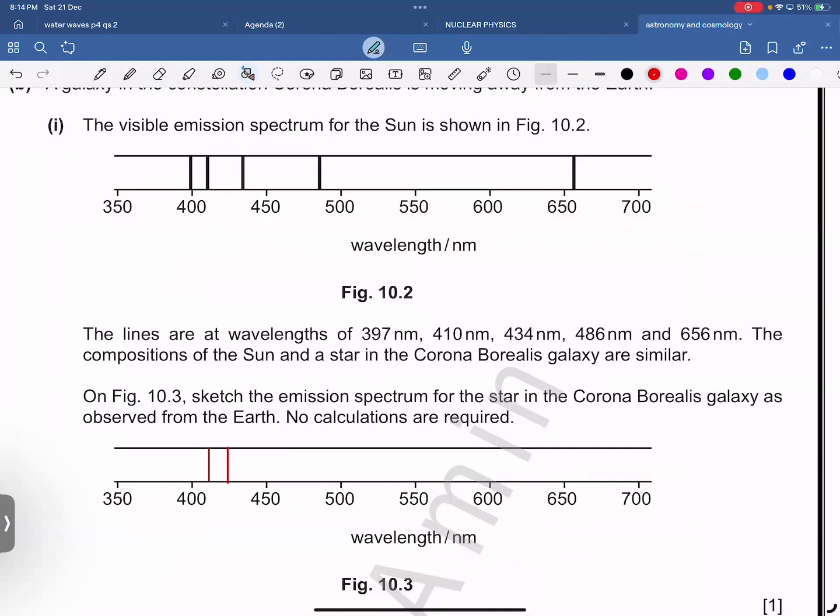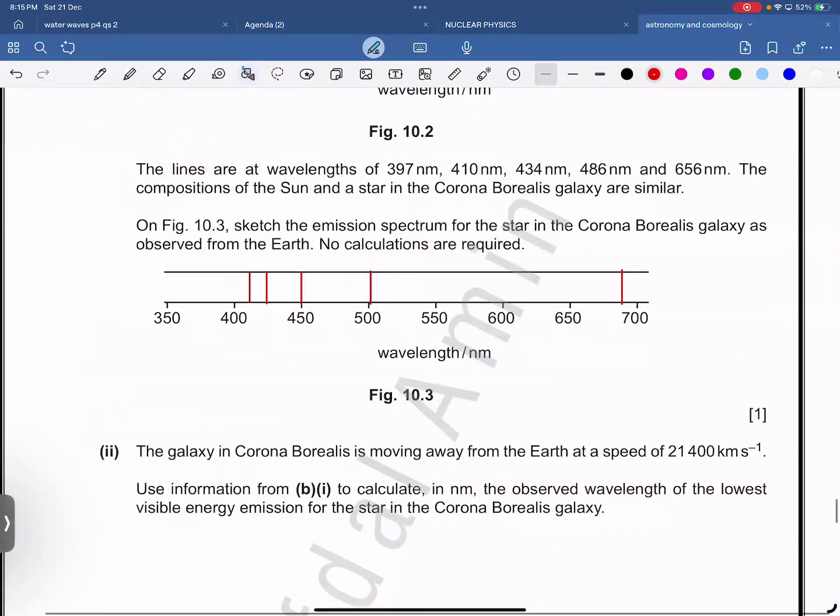Shifted. Almost the same gap. Shifted. Shifted. 656, shifted. 1, 2, 3, 4, 5. I shifted all of them to the red side. The concept was, if it is moving away, the observed wavelength according to Doppler's effect will be longer. So all the wavelengths I made to the right side. It's one mark.